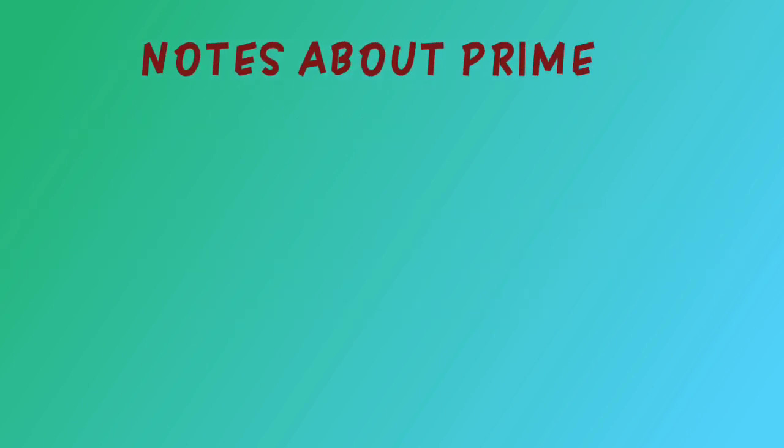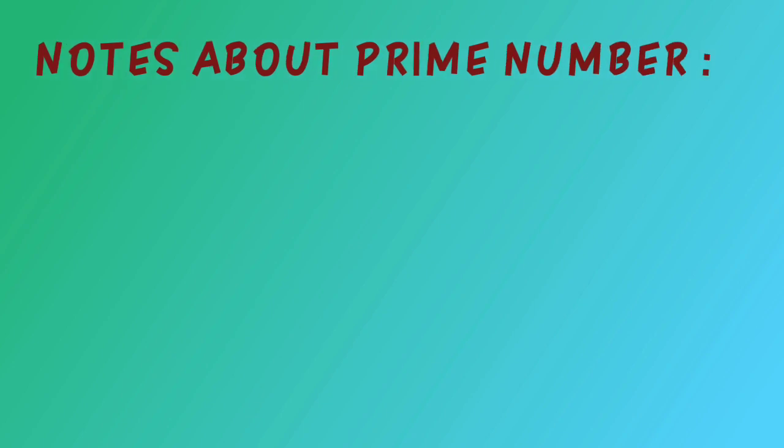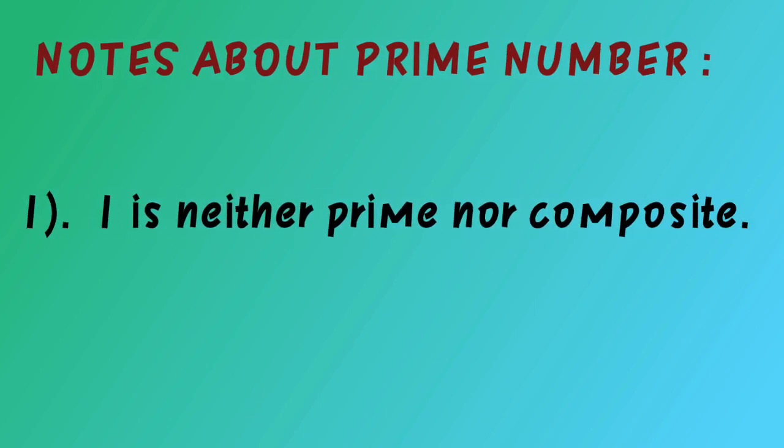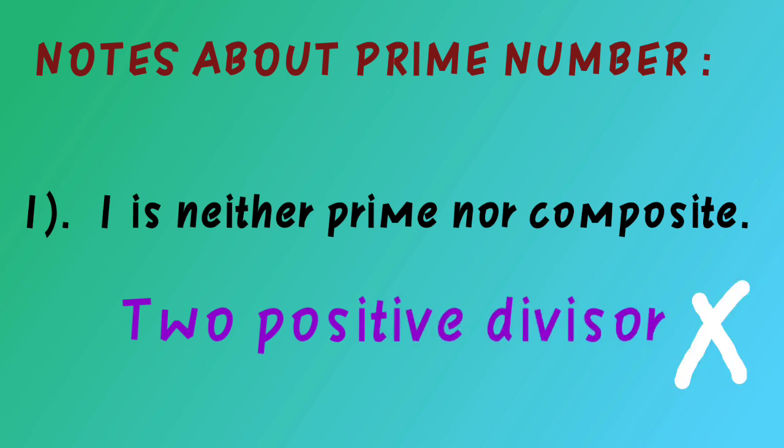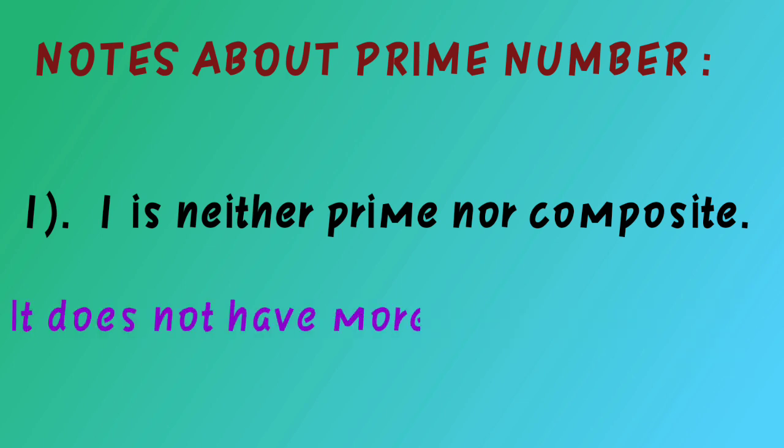Now let's discuss some important notes about prime number. The first is 1 is neither prime nor composite because to be a prime number, a number must have two positive divisors, जो कि 1 के पास नहीं है, सिर्फ एक divisor है. And to be a composite number, it must have more than two factors.